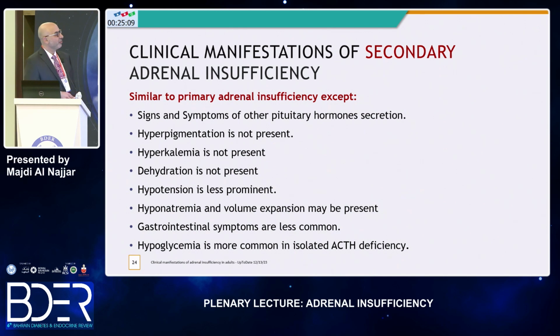What about secondary? We don't typically see these symptoms in secondary. These patients have other pituitary hormone issues. We don't see hyperpigmentation. We hardly see hyperkalemia, dehydration, hypotension, hyponatremia, or GI symptoms. The reason for that is that GI symptoms, for example, are because of electrolyte imbalance. That's why they present with abdominal pain, nausea and vomiting. Hypoglycemia, interestingly, is more common in patients who have isolated ACTH deficiency.